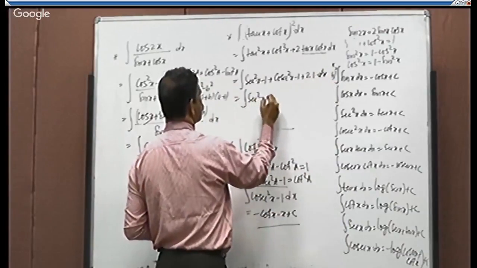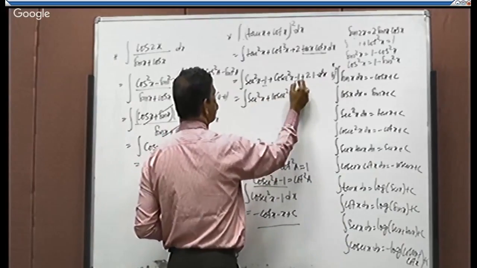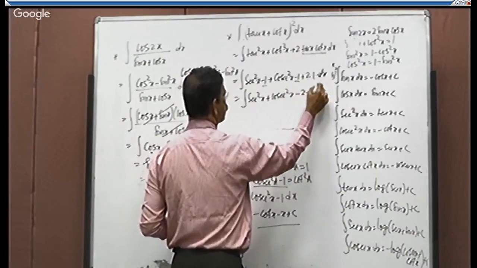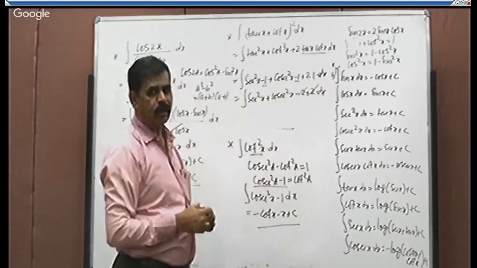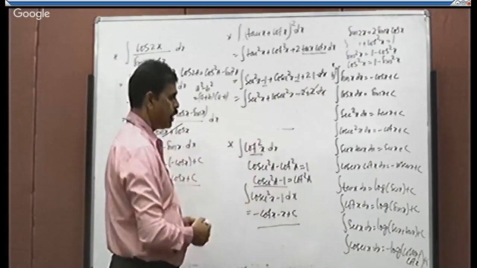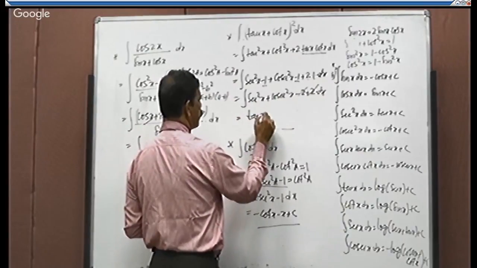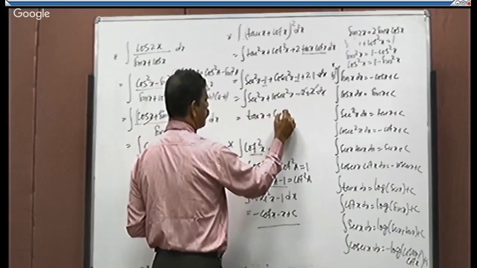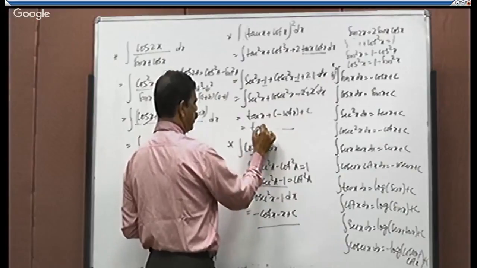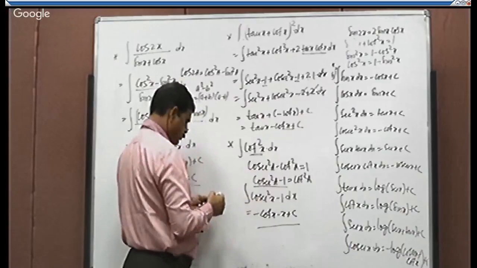Or it is equal to secant square x plus cosecant square x minus 1 minus 1, which is minus 2, plus 2, into dx. They get cancelled. What is remaining? It is secant square x plus cosecant square x. Integrate them. Secant square integration is tan x. Cosecant square integration is minus cot x plus c. It is equal to tan x minus cot x plus c.